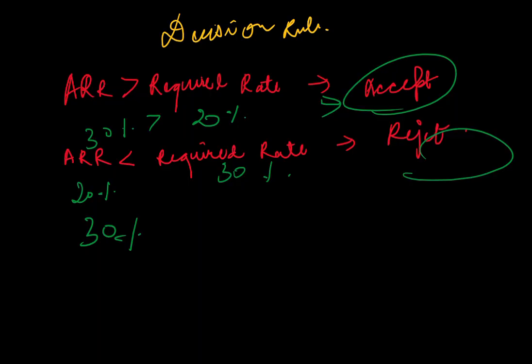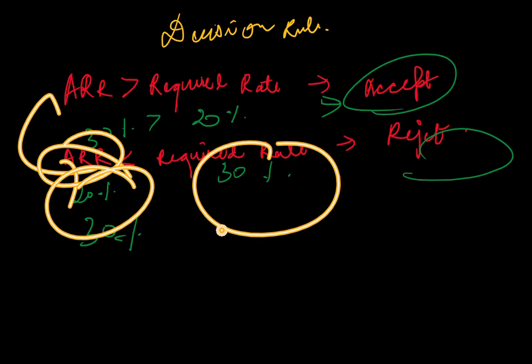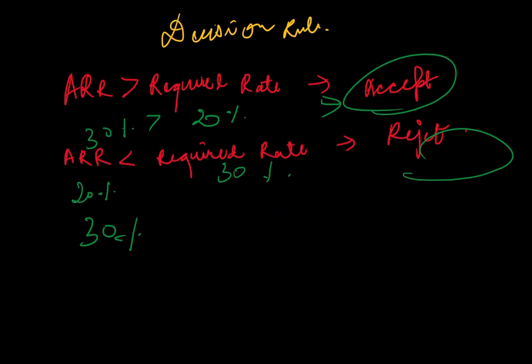For example, suppose a company expects a minimum return of 20% and our ARR is 30%. Okay, then we are going to accept the project. And if we reverse the situation, like the ARR is 20% and required rate of return was 30%, then we are going to reject the project. Obviously, because if it is not as per our requirements, then we reject the project. Okay. So the decision rule is straightforward. You have to compare the ARR with the company's rate of return.